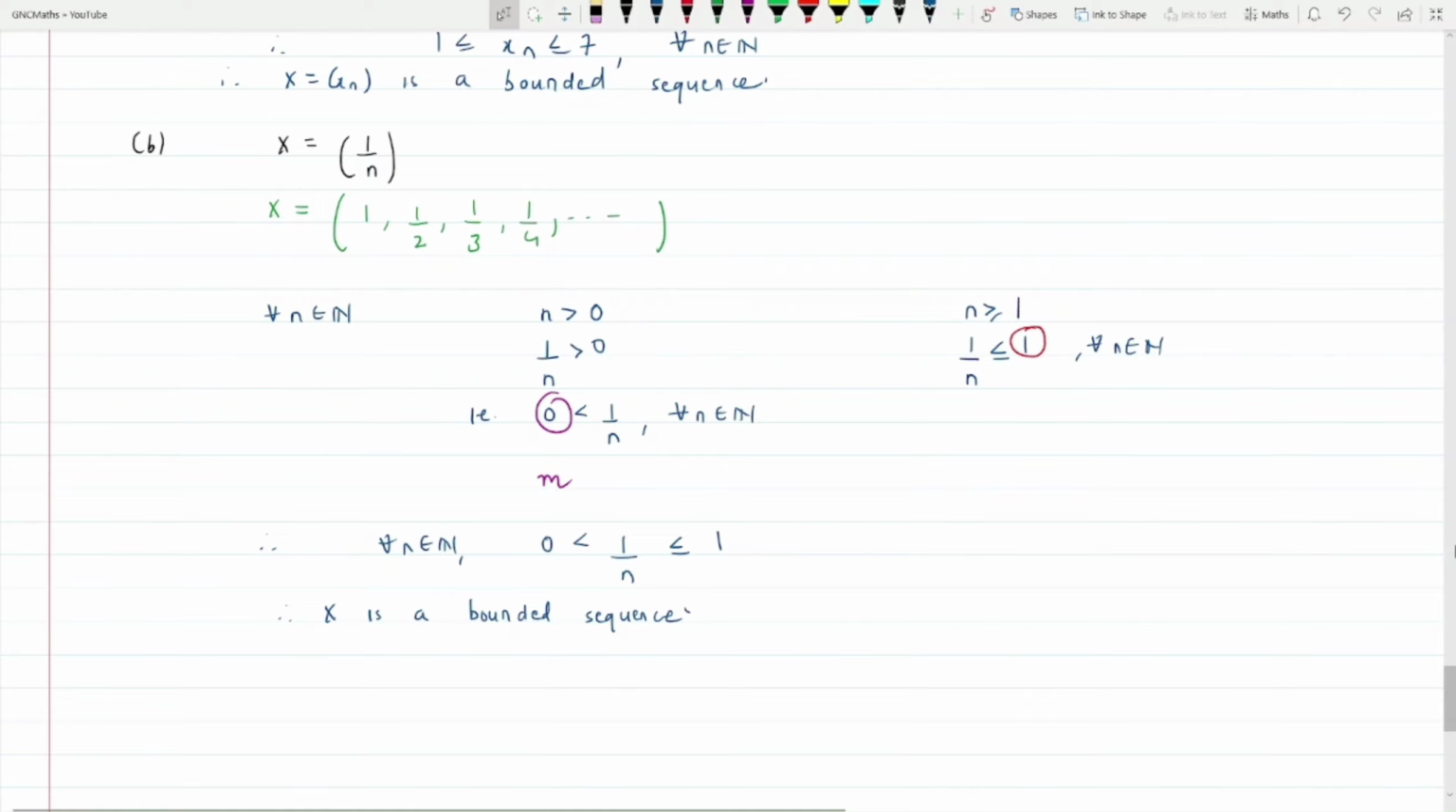So that's all on boundedness. Let us move on to the next topic. The next topic we are going to discuss is monotone sequences, which we'll be doing in the next class.